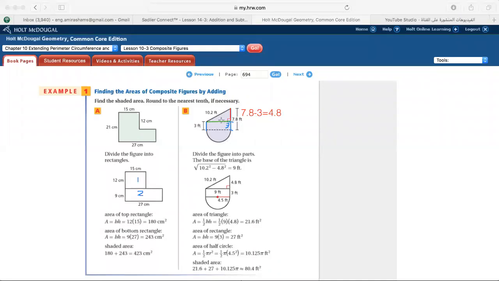So how will I get it? I will get it by the Pythagorean theorem. Hypotenuse squared is equal to the red squared plus the green squared. I know the hypotenuse, so I want to get the green. So the green squared is equal to the hypotenuse squared minus the red squared. So 10.2 squared minus 4.8 squared, their square root is equal to 9. So the green line is equal to 9.